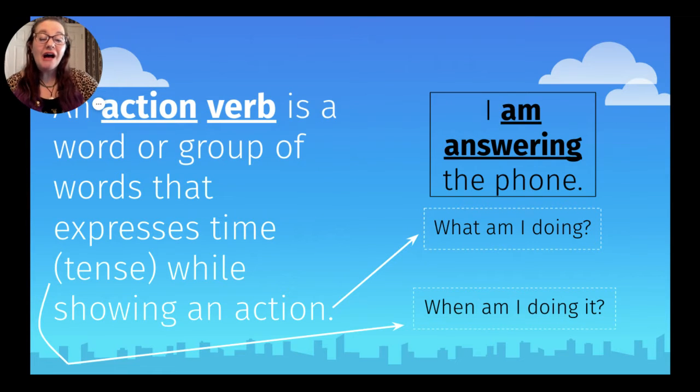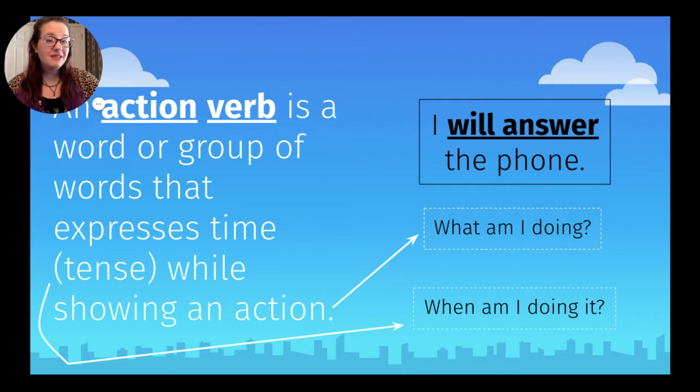But if we change it to I am answering the phone, it's still the same action, but the verb tense has changed now. I am answering the phone. When am I doing it? I'm doing it right now. I'm doing it in the present tense. And then the same thing, I will answer the phone. What am I doing? Well, I'm answering. The action is still the same, but when it is happening, the tense, the time, has changed. And in this sentence, I will answer the phone. Now we're working with future tense. I haven't done it yet, but I'm going to.